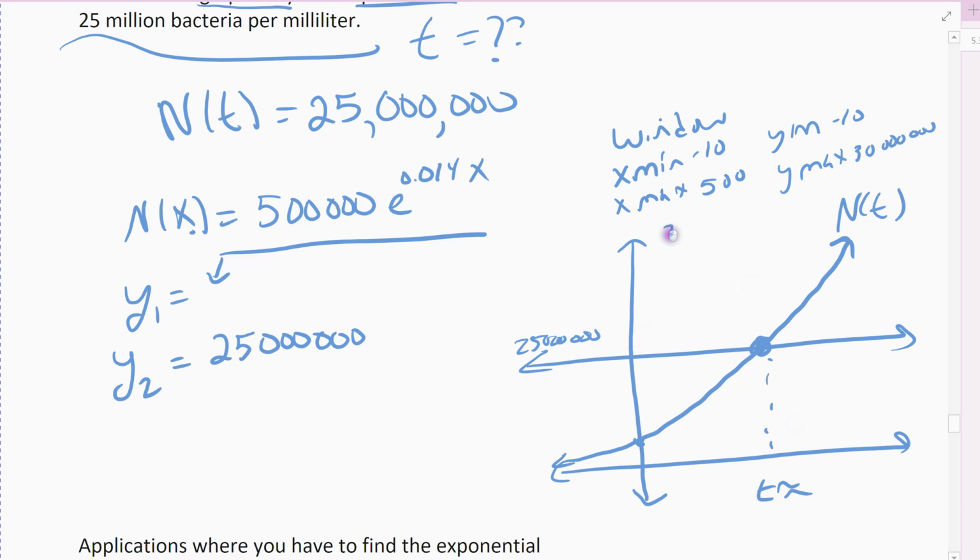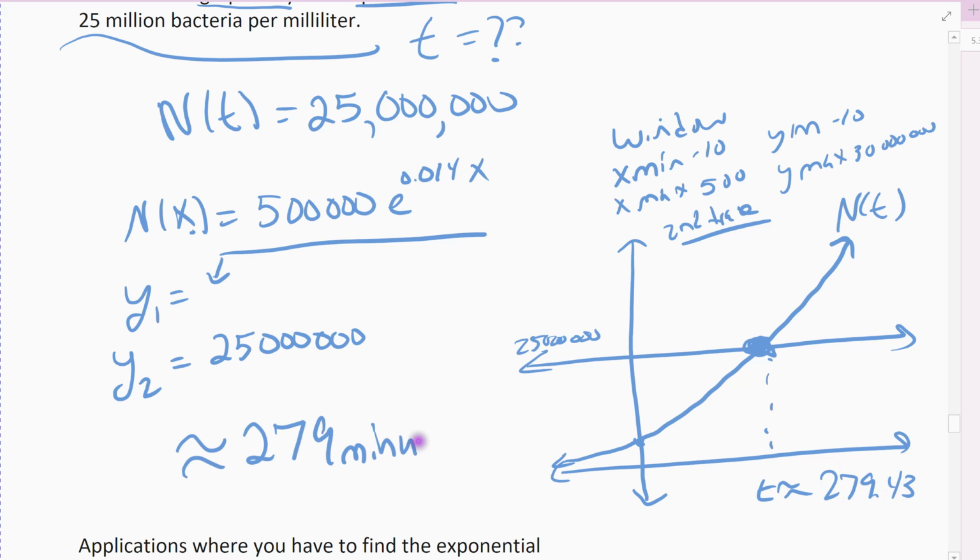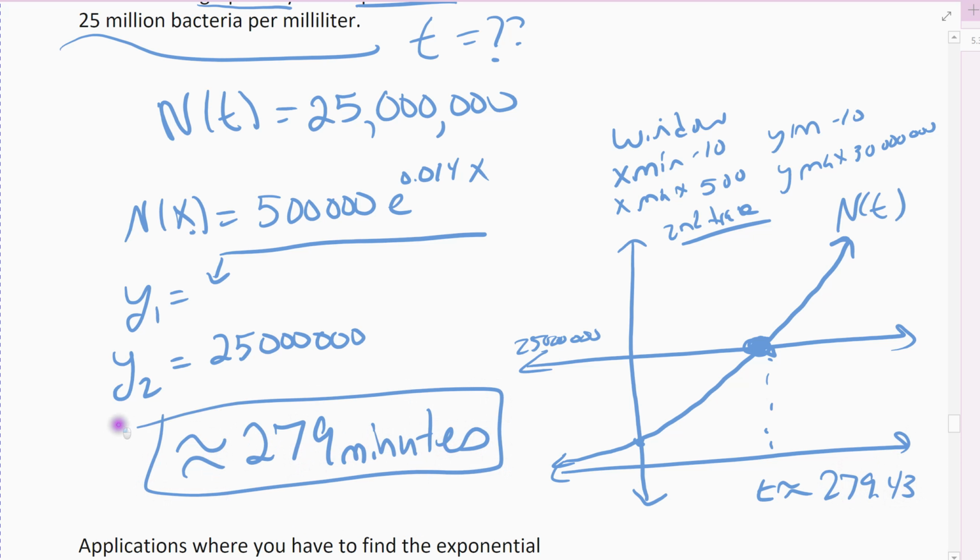So remember how to do this on your calculator. You hit second, trace. You pick intersect, first curve, second curve, and guess. Usually I move my cursor as close as I can to that moment, then hit second, trace, intersect, first curve, second curve, guess. Hit your button, and it comes out 279.43. So I'm just going to round to 279 minutes, roughly.